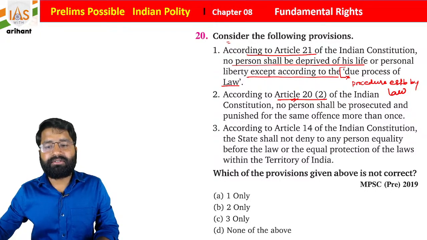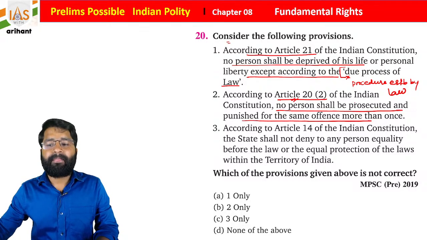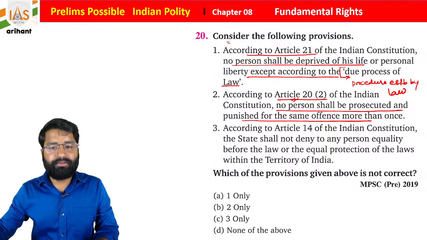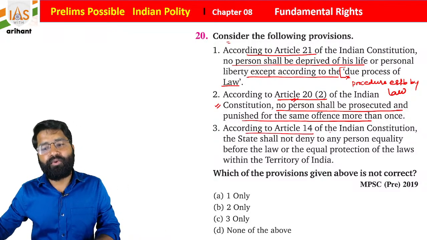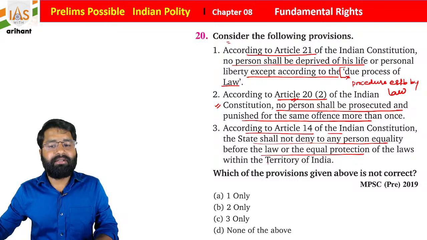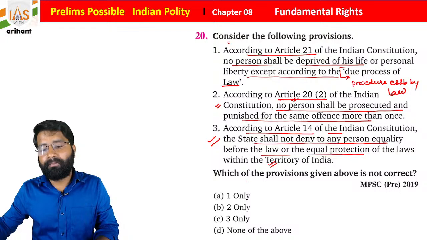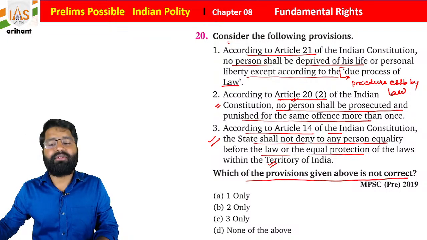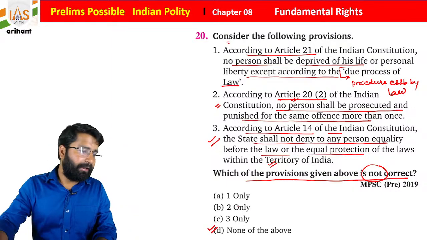Article 20 clause 2 of the Indian Constitution: no person shall be prosecuted and punished for the same offence more than once. So it is for double jeopardy. This is also correct. Now, according to Article 14 of the Indian Constitution, the state shall not deny any person equality before the law and equal protection of the law within the territory of India. So this is also correct. Now you need to see what they want to know. Which of the following provisions given is not correct? So all are correct. So none of the above.